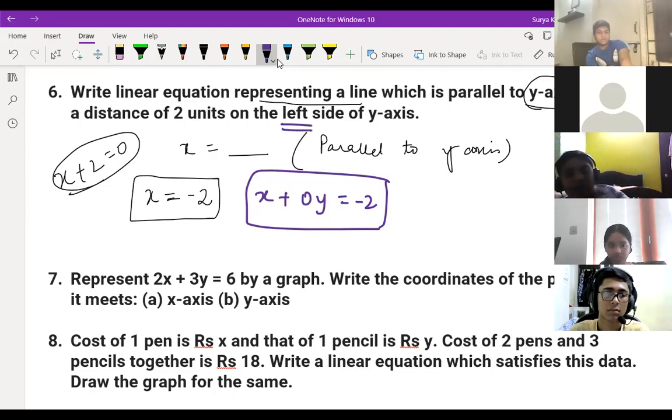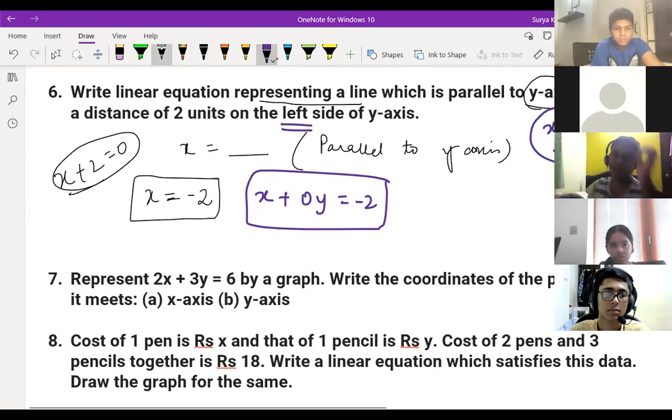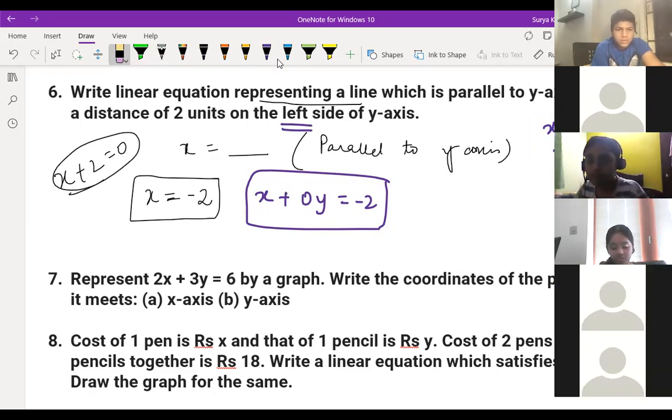And if they do not specify left side or right side, then you can write x is equal to -2 or x is equal to 2, your wish. Okay, sir. Is it clear, children, or not? Yes, sir. Yes, sir, it's clear, sir.